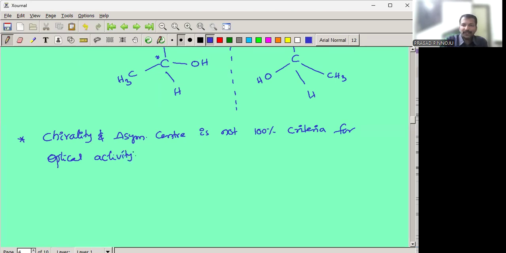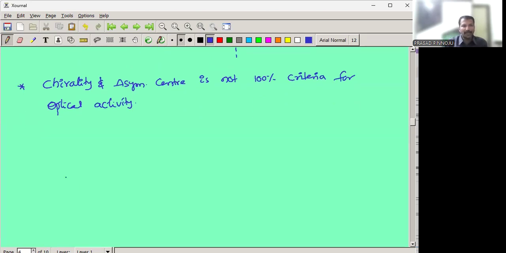So what is the 100% criteria for optical activity? How do we identify 100% whether a molecule is optically active or inactive? For that, we take the symmetry criteria. This is the third criteria, symmetry criteria.